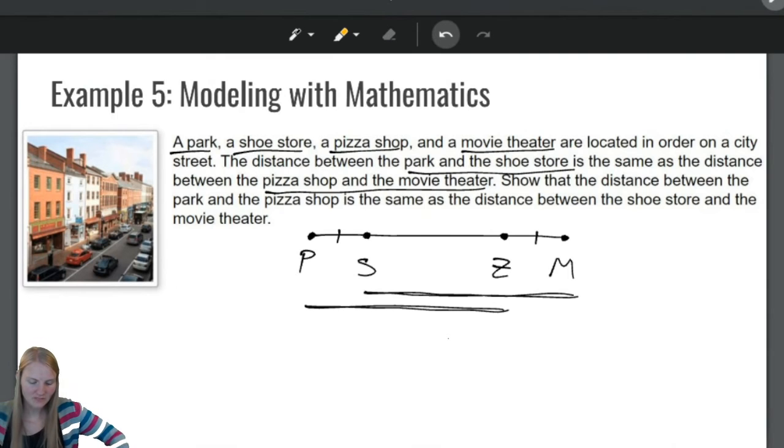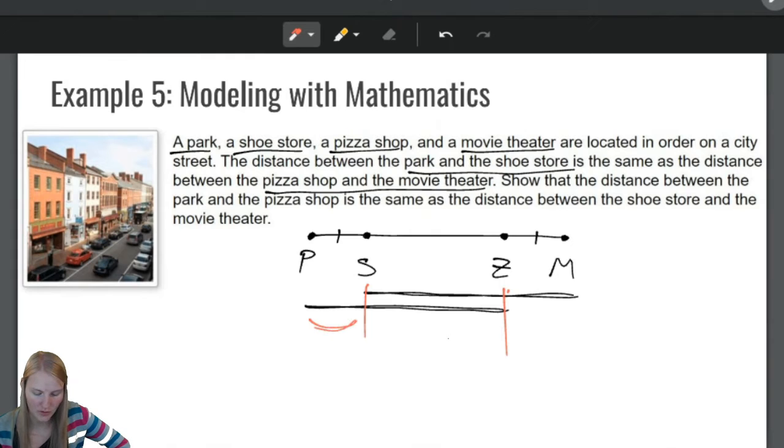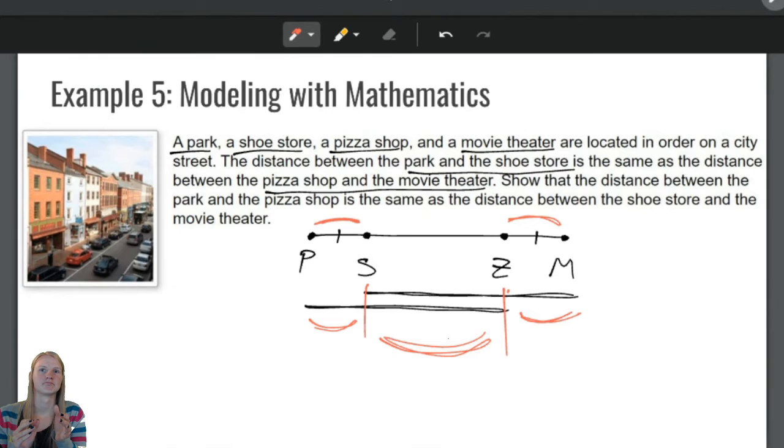So, first thing I notice, well here, actually, if I just draw a line right here at S and Z, I already know that these are the same. They told me that the distance between the park and the shoe store and the pizza shop and the movie theater are the same. And now this distance is the same. So yes, they're going to be the same, because this is the same as this, and this distance isn't changing, it's the same chunk. So now all we have to do is show this mathematically.